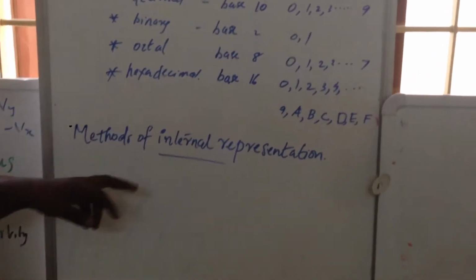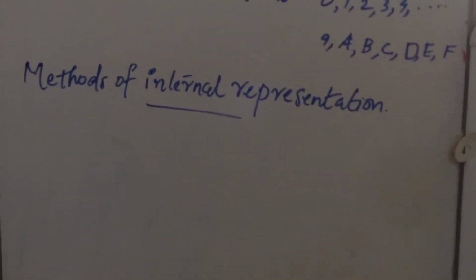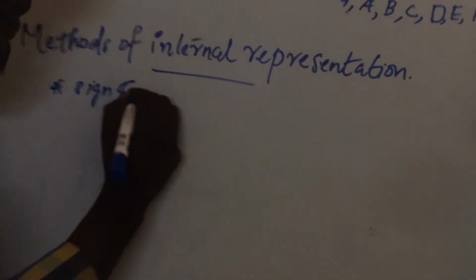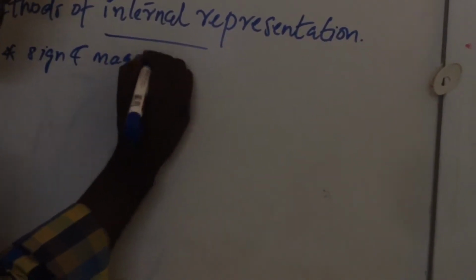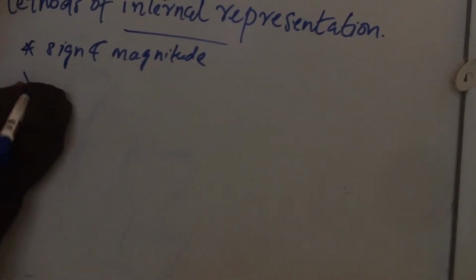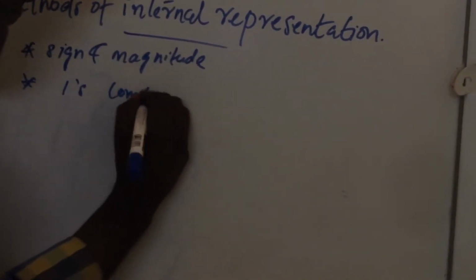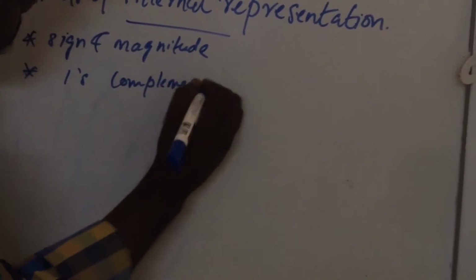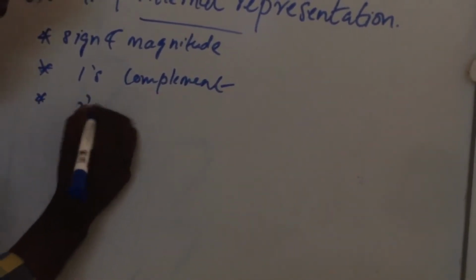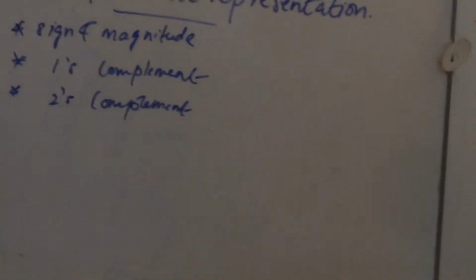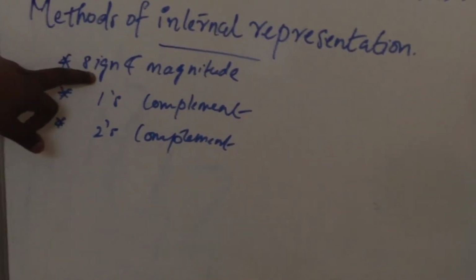So we are looking into the method of linear representation. For that we are having three different methods. One is sign and magnitude form. Second one is one's complement. Third one is two's complement. Okay, first we are going for sign and magnitude form.